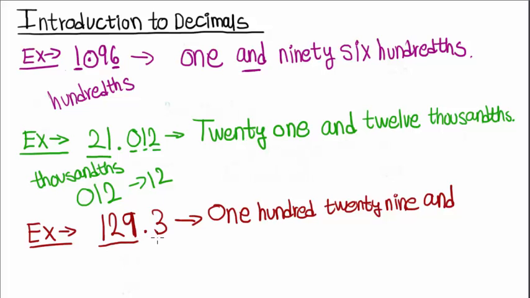In this case, we only have one number after the decimal point, which is the number 3. So in this case, we are going to be dealing with the tenths. Lastly, we need to figure out how many tenths we have. The number after the decimal point is only the number 3. So we are dealing with 3 tenths. So we read 129.3 as 129 and 3 tenths.